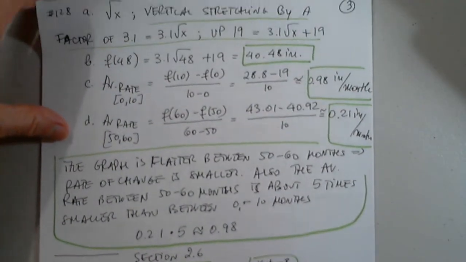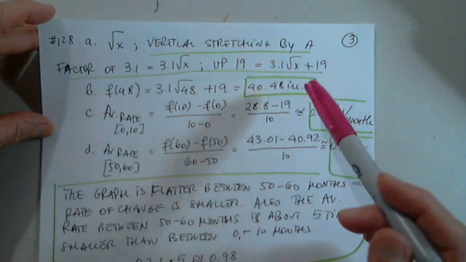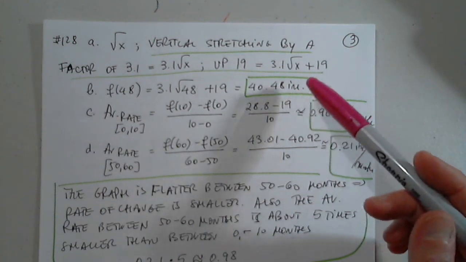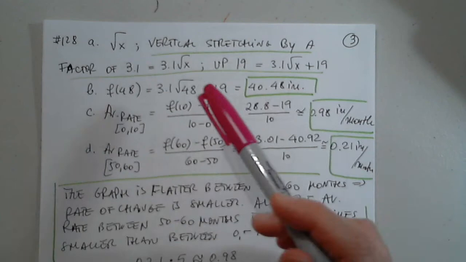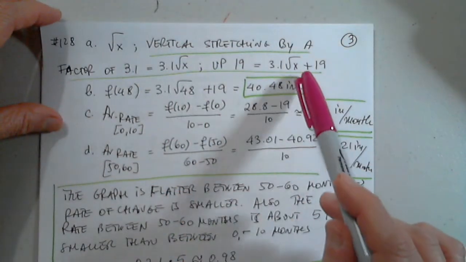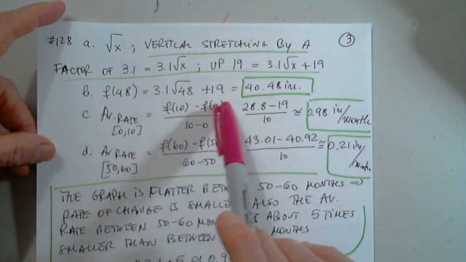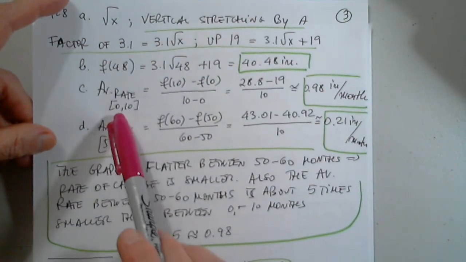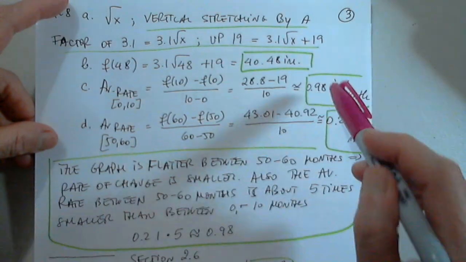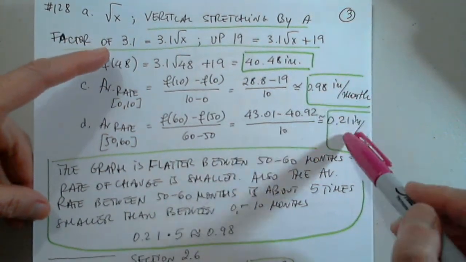Here we had a question on how this function applies transformations on the square root of x function. And we realize that this is a vertical stretching by a factor of 3 plus 1. And the final step is up 19. We're asked to find f of 48. I plugged it in. For the average rate between 0 and 10, please make sure that the average rate has 2 measurement units, one coming from the numerator and the other from the denominator. This is crucial, very important.